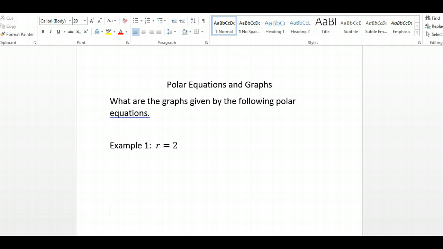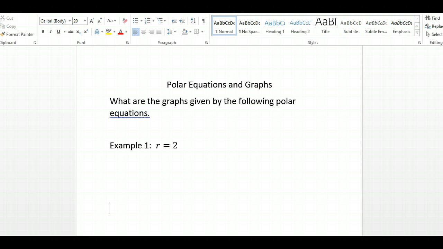Now we know that if you have a rectangular equation, then there are many ways that you can use to graph that rectangular equation. Like if you have y equals x squared, you know that it is a parabola. But if we have a polar equation, like say r equals 2 cosine theta, how do you know what the graph would look like? That is our main problem. So let's look at some very simple examples.